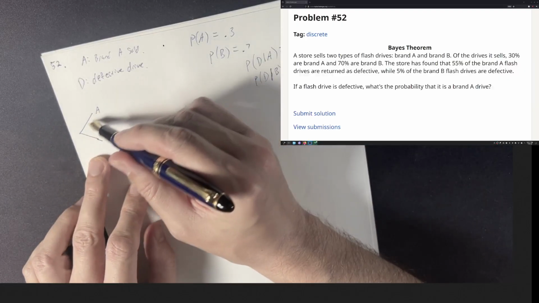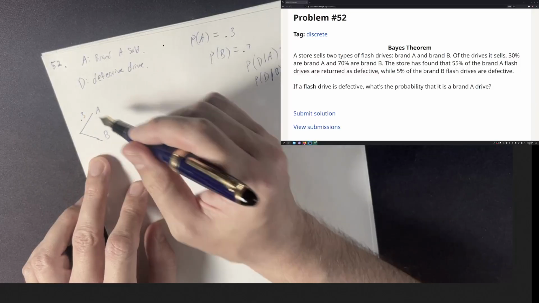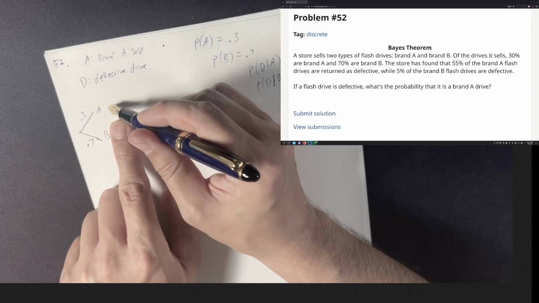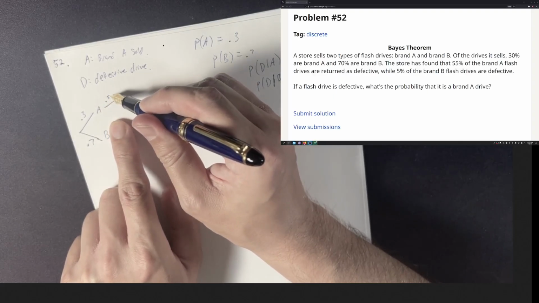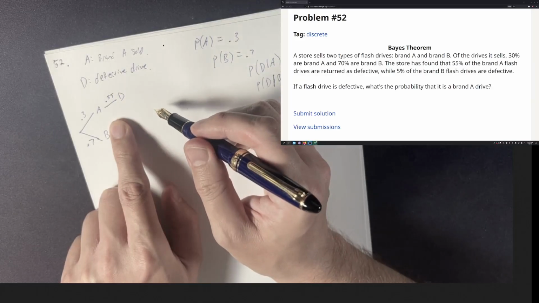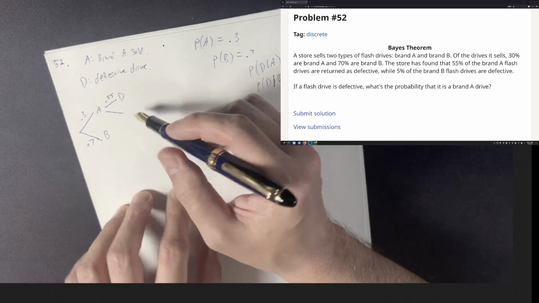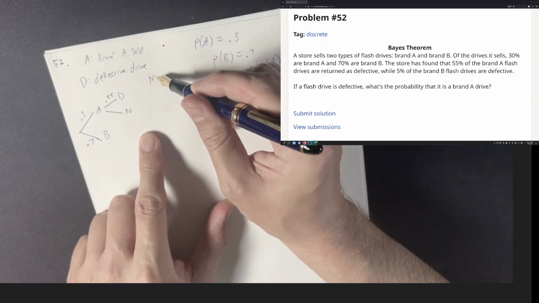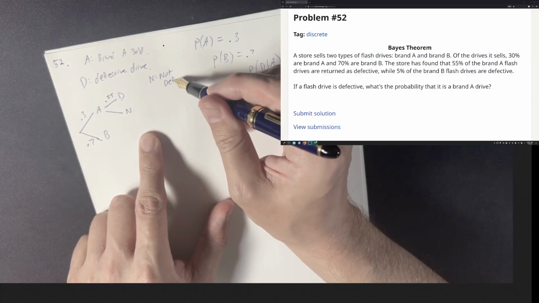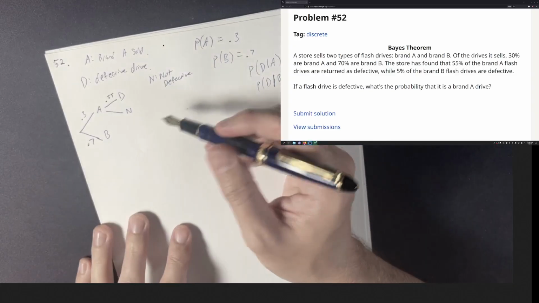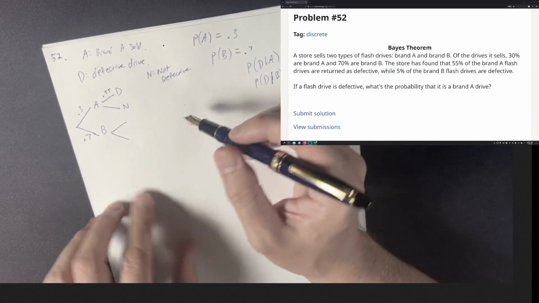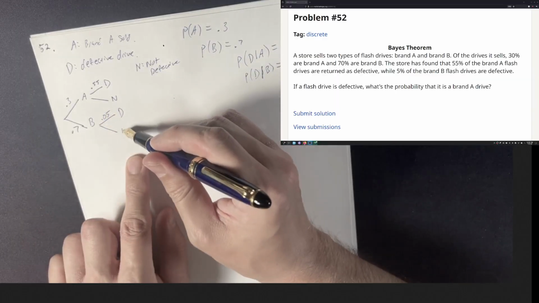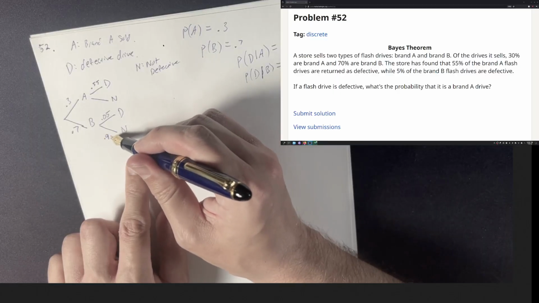So we know that there's a 30% chance that you took this path, and a 70% chance that you took this path. Now, if you took path A, we know that there's a 55% chance of it then being defective. And we'll say the 45% chance, N will be not defective. And then similar branches for path B. It's either defective with probability 5%, or it's not defective the majority of the time, 95% of the time.